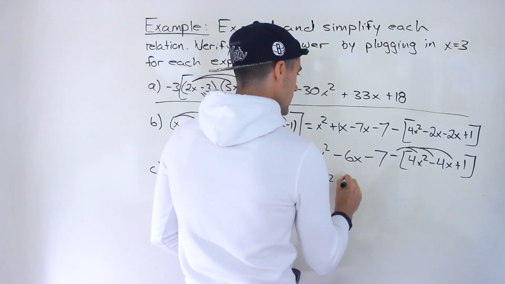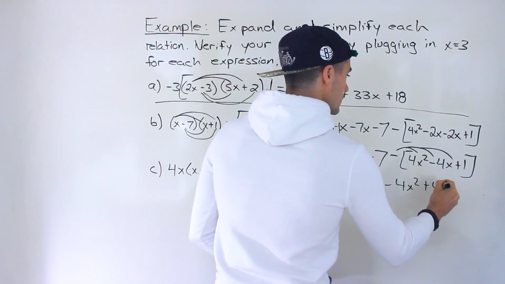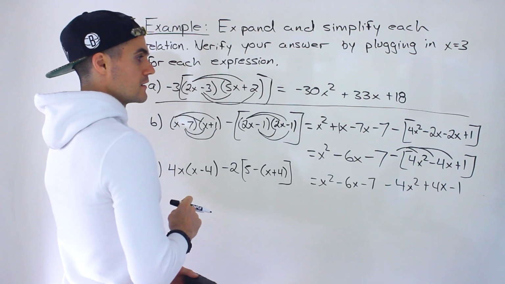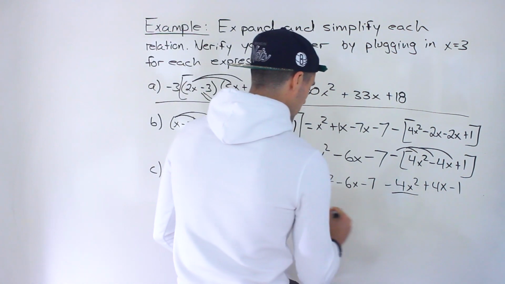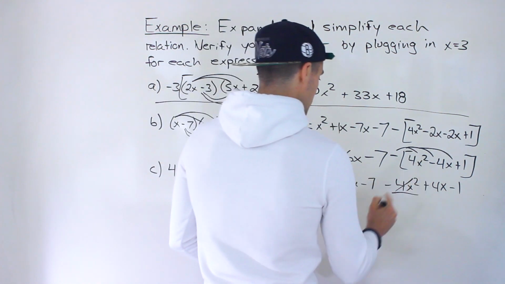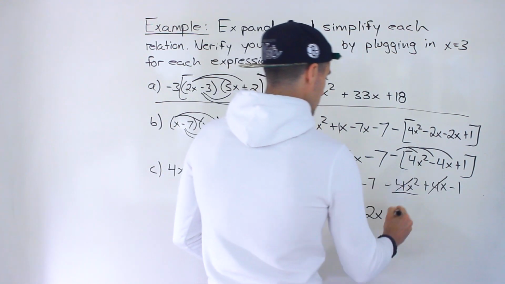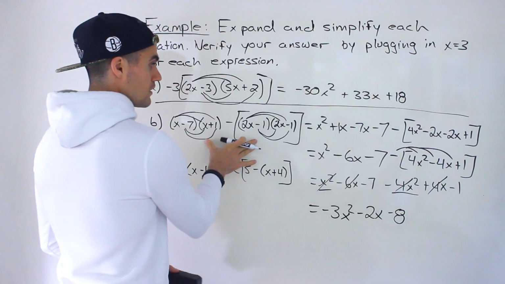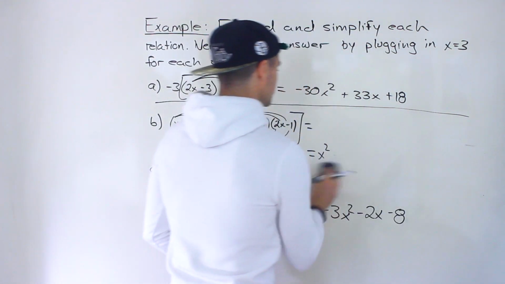So we'll have x squared minus 6x minus 7 minus 4x squared plus 4x minus 1, like that. Yes, looks all good to me. And then from here, simplify like terms. x squared minus 4x squared gives us -3x squared. Then we'll have -6x plus 4x gives us minus 2x. And then -7 minus 1 gives us minus 8, like that. Right, so this here simplifies to that. So let's write this expression over here.